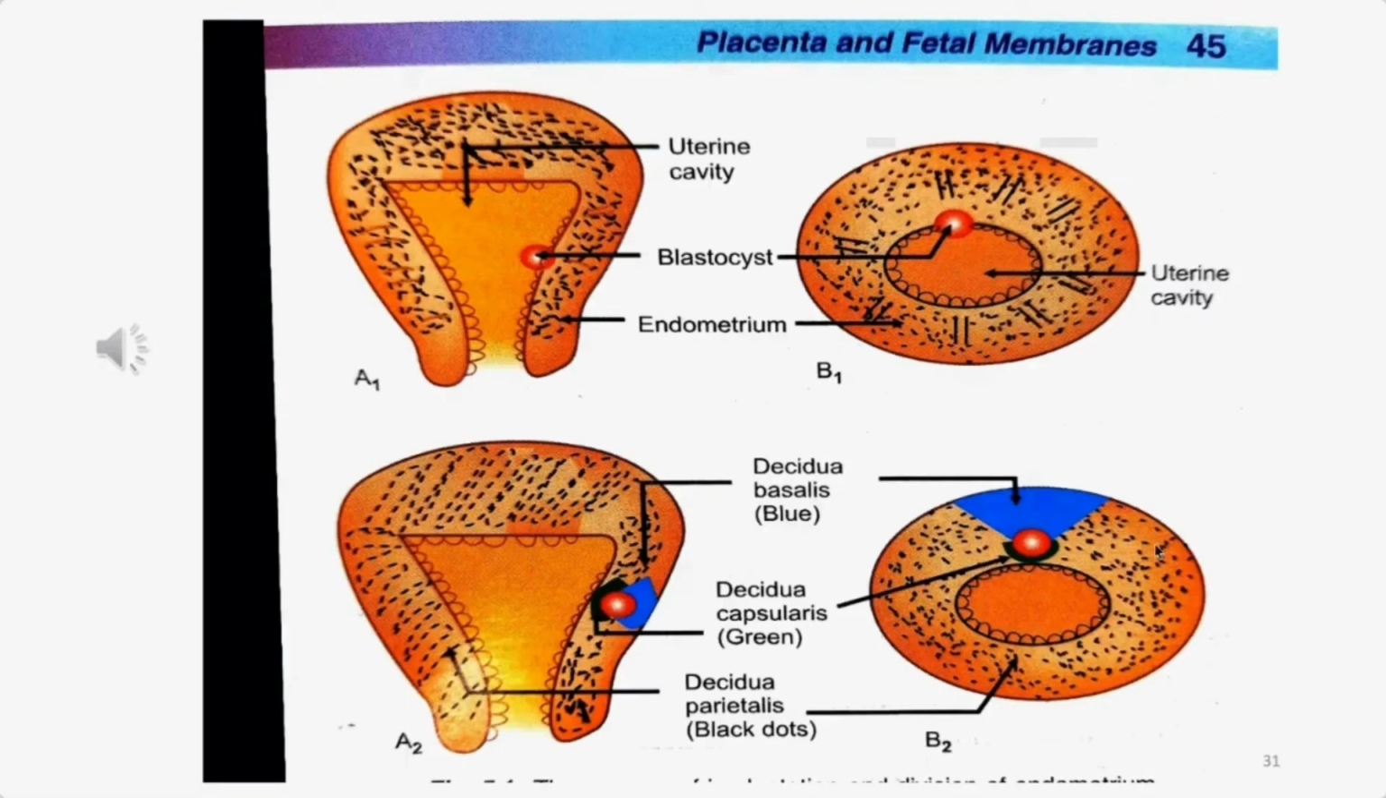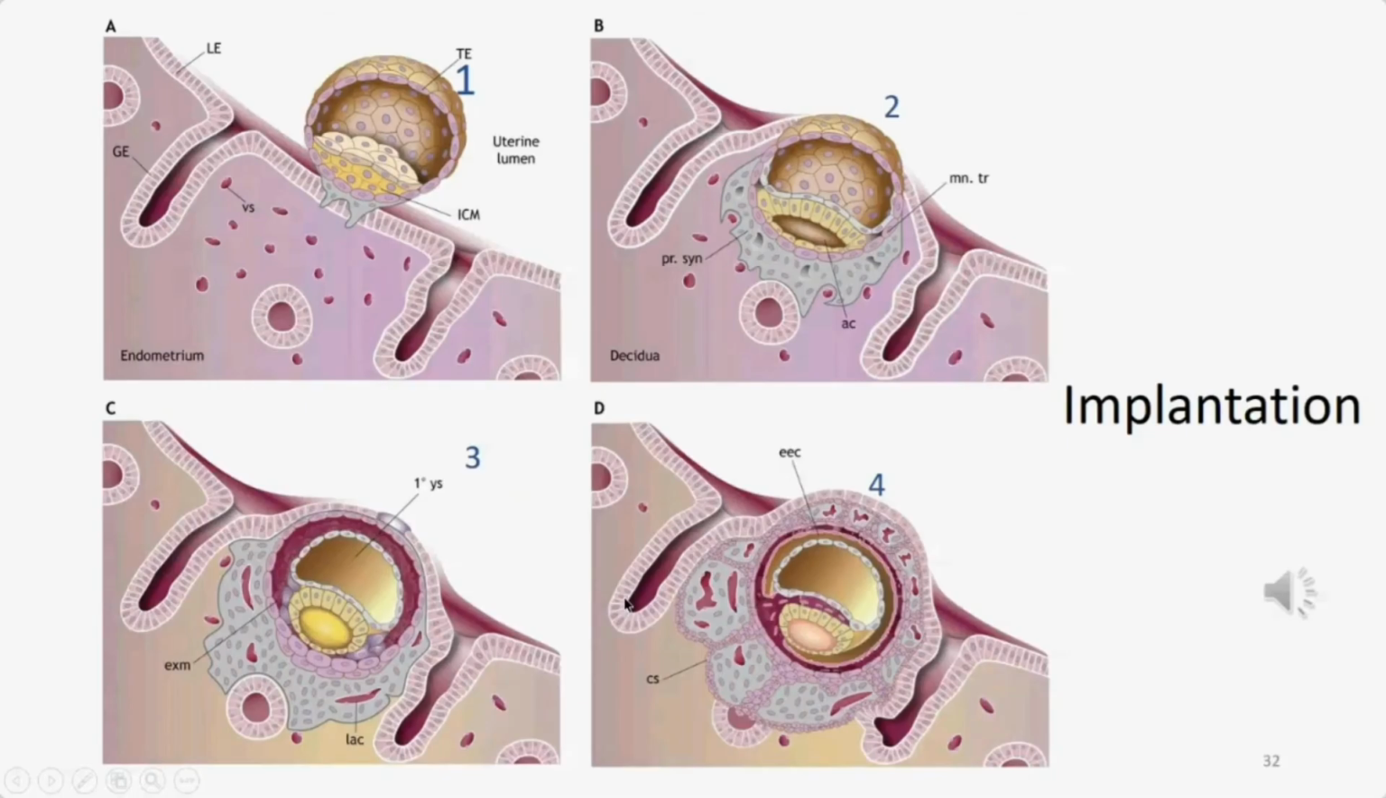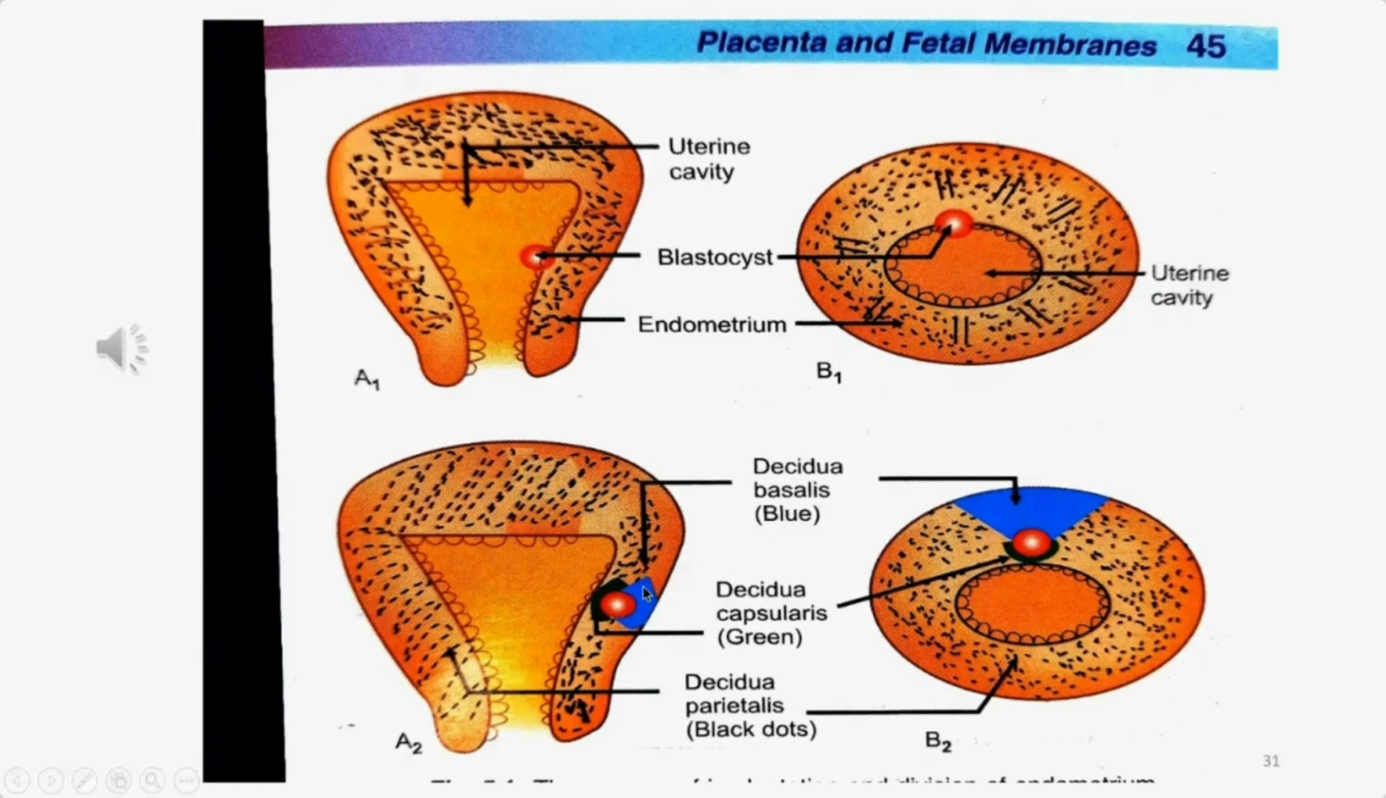The part deep to the blastocyst is known as the decidua basalis, and the rest of the decidua is known as the decidua parietalis. So here there is the decidua capsularis, decidua basalis and decidua parietalis.